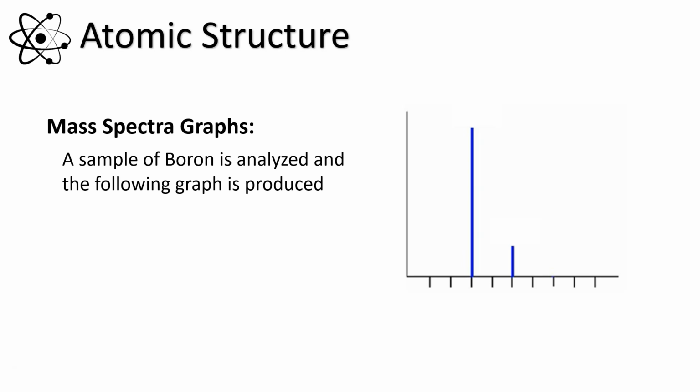We're going to end this video by teaching you how to analyze a mass spectra. We'll start with a nice simple one. This is a mass spectra of a sample of the element boron. Let's break down what you're seeing here, starting with, what are these axes? What does this even mean?